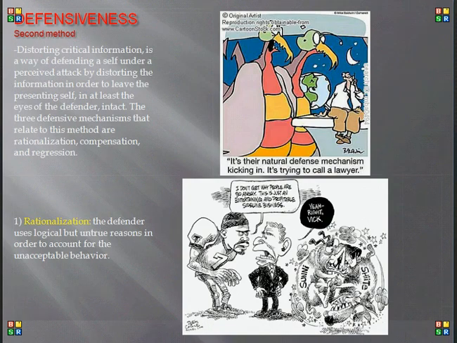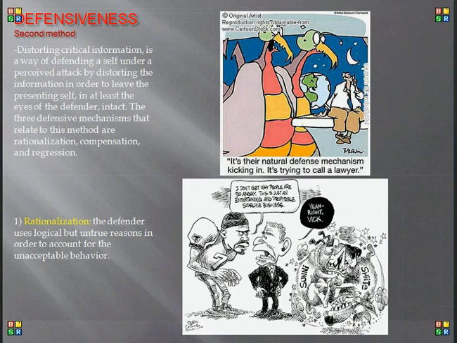Another type of defensive reaction is what is called distorting critical information. This is a way of defending a self under a perceived attack by distorting the information in order to leave the presenting self, in at least the eyes of the defender, intact. The three defensive mechanisms that relate to this method are rationalization, compensation, and regression.